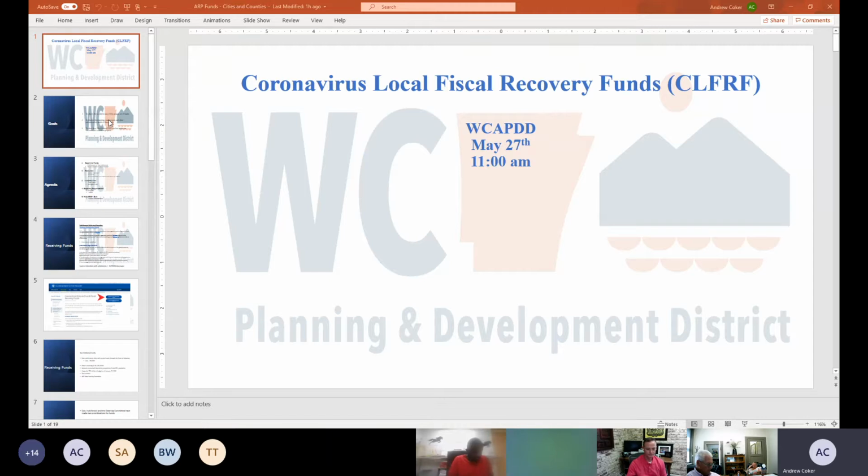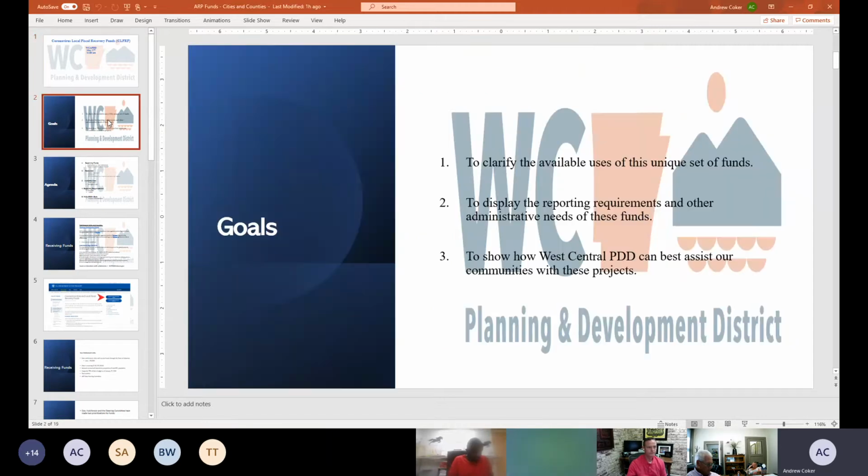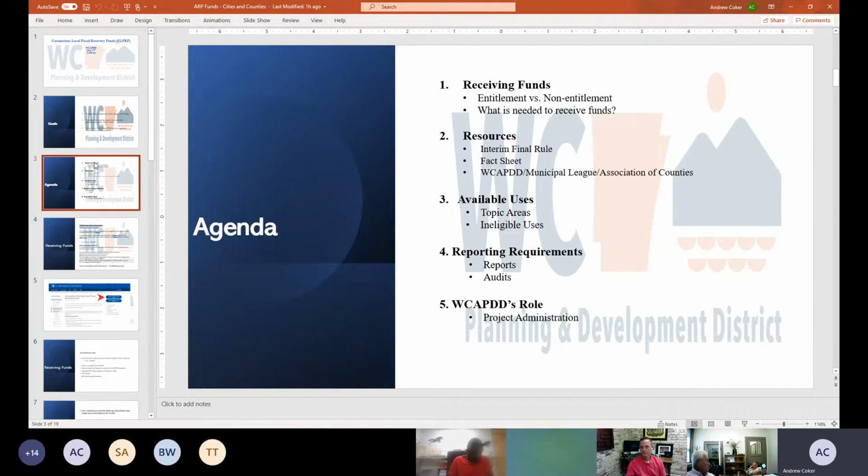So just to start the presentation, we have three goals today. First is to clarify the available uses of this unique set of funds. The second is to display the reporting requirements and other administrative needs of these funds. And the third is to show how we can best assist our communities with these projects. So for our agenda today, we're going to cover five topics.